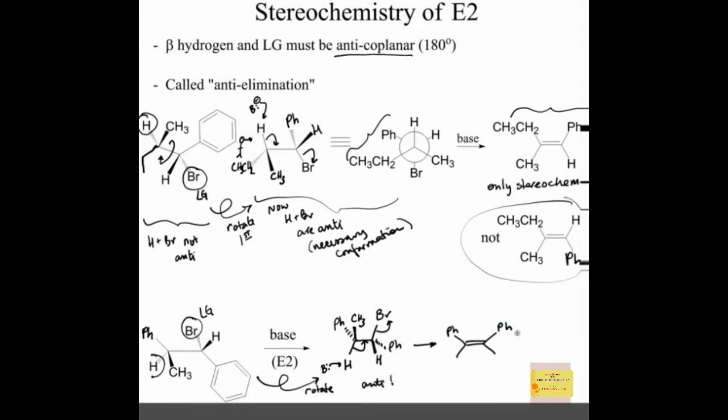So we have two phenyls on the same side, and what are the other two groups? We have a methyl and a hydrogen. Those were both wedges pointing out toward you, and they still will be. And again, it doesn't matter if you draw the phenyls up or you flip it over and draw the phenyls down. That's the same exact product. So anti-elimination is the way we describe the stereochemistry of the E2 mechanism.